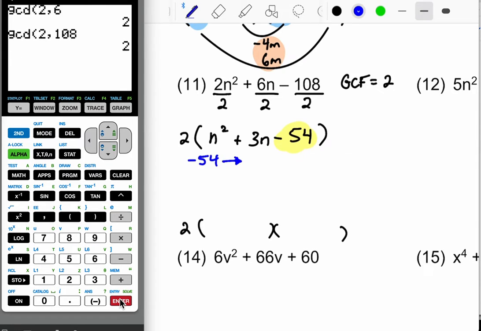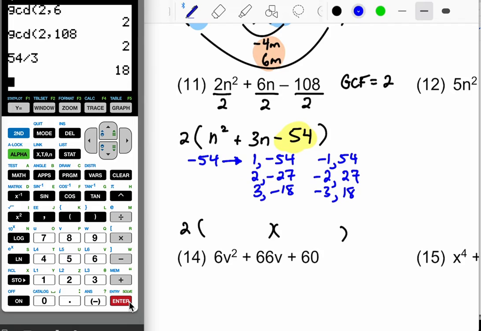So 1 and negative 54, negative 1 and positive 54, 2 and negative 27, negative 2 and positive 27. When you get to 3, does 3 go into 54? You check it, it's 18. So 3 and negative 18, negative 3 and positive 18. Does 4 go into 54? If you're not sure, you check it. It doesn't.